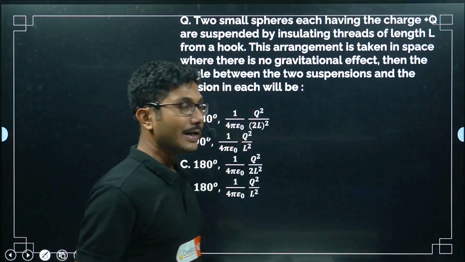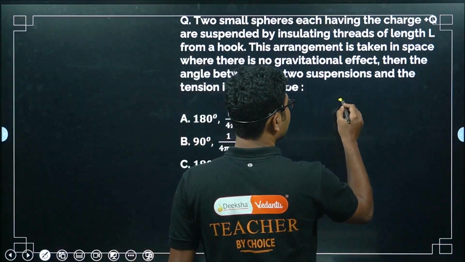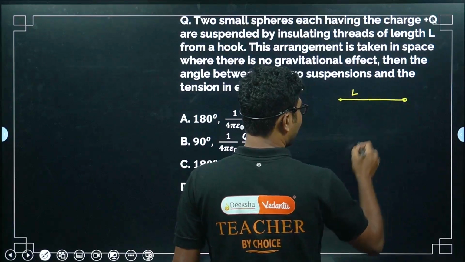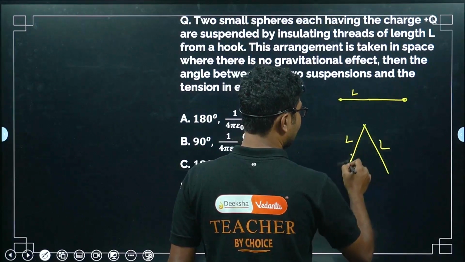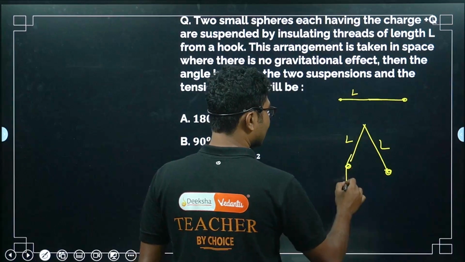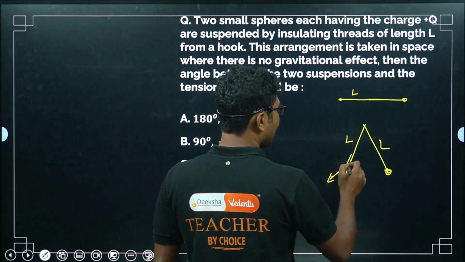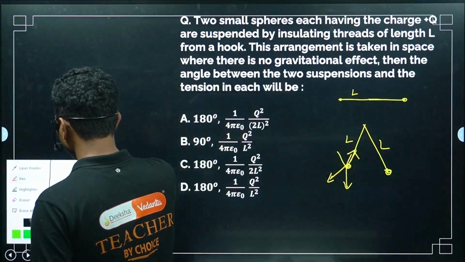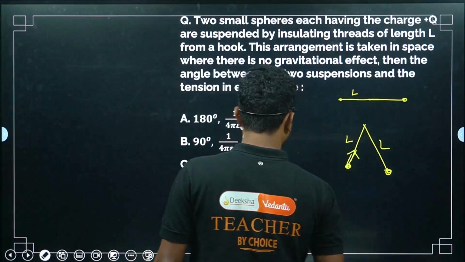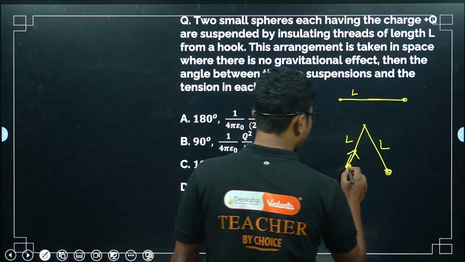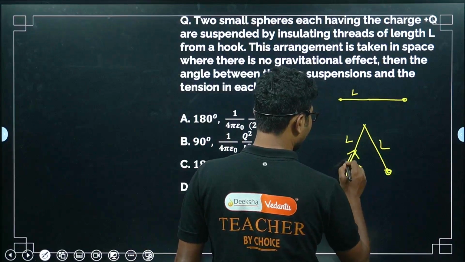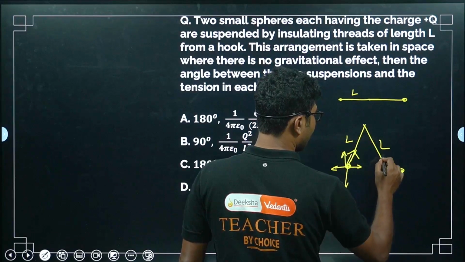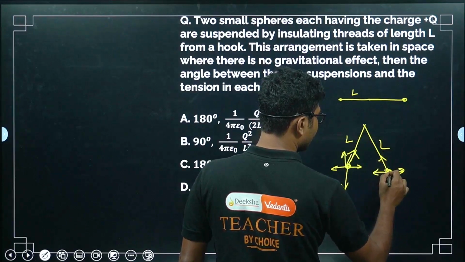So what will happen when you take two charges hung by strings of length L and L, instead of making this shape? Both of them have L length, right? When they are kept in gravity, there is a component of gravity that will be balanced by the tension. We know this, it is a very common problem in mechanics. So tension will balance the gravity, and there will be a force of repulsion between these two, which will be balanced as well by the inner component. So everything will be balanced.